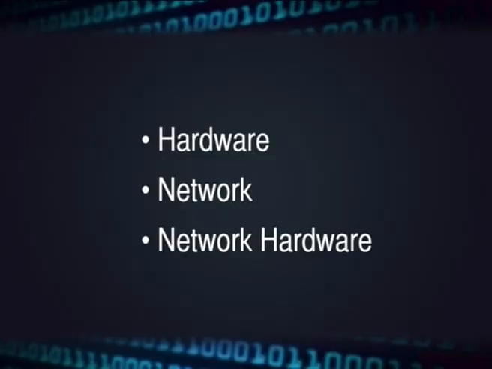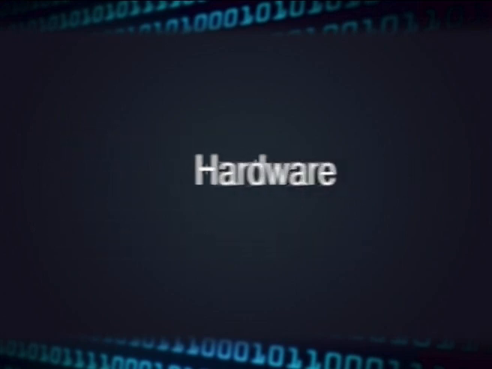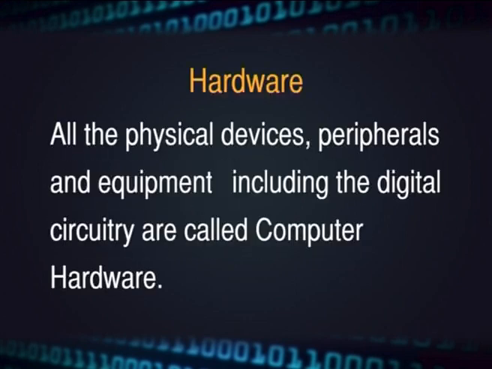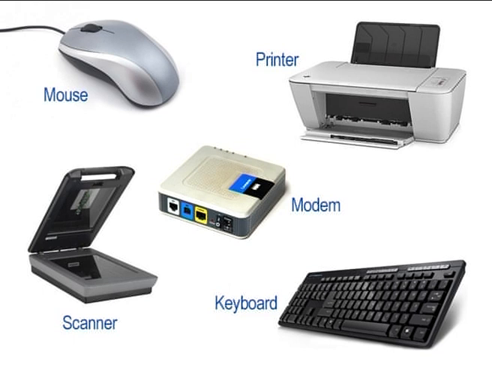In computer networking, we need to use various reference models, protocol suites, networking operating system, and networking hardware. Here, we will first define the terms to understand process of developing network, such as hardware, network, network hardware. Let us talk about the hardware first. All the physical devices, peripherals, and equipment, including the digital circuitry, are called computer hardware. For example, monitor, mouse, keyboard, scanner, printer, modem, etc.